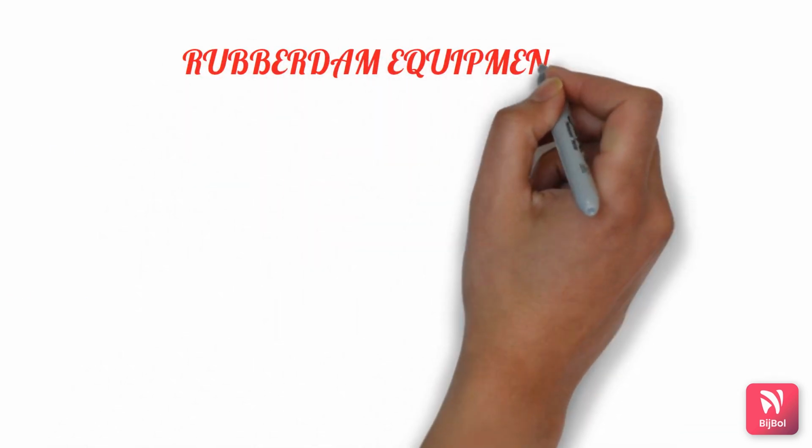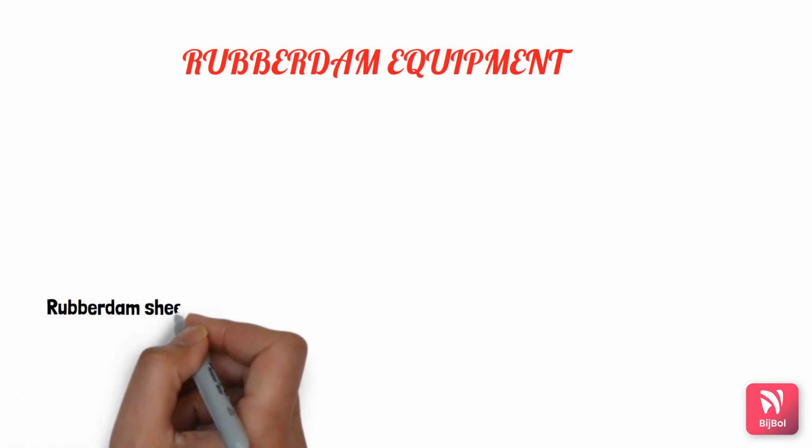Now we'll see the rubber dam equipment. The rubber dam equipment consists of rubber dam sheets, which are made up of latex rubber and are supplied as 5 into 5 or 6 into 6 square ready-made cut sheets. They are available in dark colors such as green and blue, and are generally preferred as they provide good contrast with the teeth, and in case of fragments, they are torn off and left behind interproximally so that they can be easily removed.